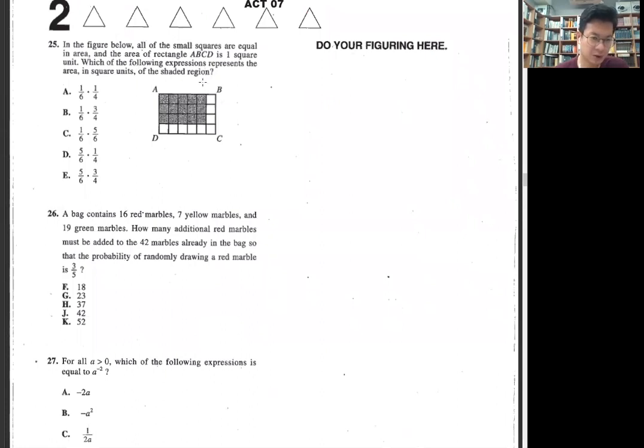One square unit. Which of the following expressions represents the area of the shaded region? So this part is like 3 over 4, and this part is 1, 2, 3, 4, 5, 5 over 6. So 3 over 4 times 6.